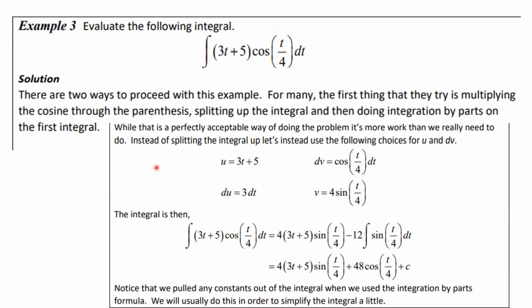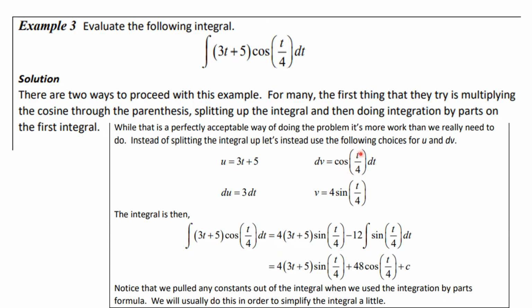Okay, so we could break this up into the sum of integrals by distributing the cosine, but you still would have 3t cosine t over 4, so you would be doing an integration by parts anyway, so we're going to just do it this way instead. So we're going to let u equal 3t plus 5. That means that du is equal to 3 times dt. And dv is everything left. I let this be u, so the rest of the stuff is dv.